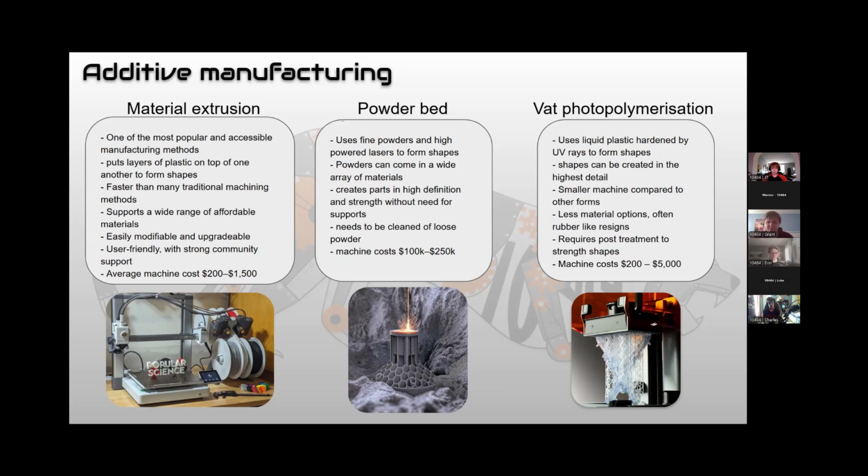You can also have metals as well. And then it creates parts in higher definition and strength without need for supports. So unlike material extrusion, this doesn't need support since it has that powder layered on top of each other. You don't need to waste material on supports.